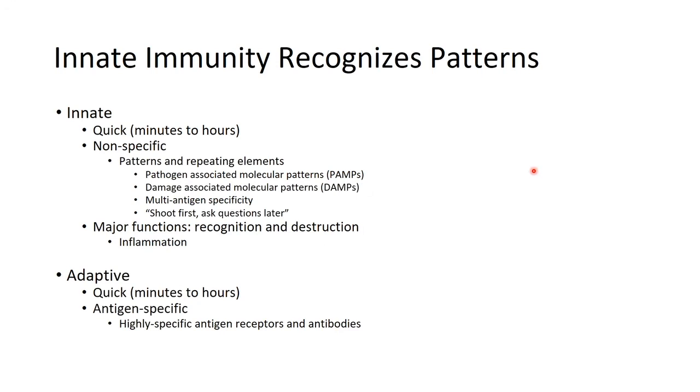PAMPs are things that result from the presence of pathogens, like viruses or bacteria. DAMPs are things that result from mechanical damage. So for example, you cut yourself, there's a bunch of dead cells, the dead cells spill out their insides, and that is DAMPs. The major function of recognizing these patterns is to recognize a pathogen and destroy the pathogen. In contrast, adaptive immunity is extremely specific. It reacts specifically to a particular antigen.